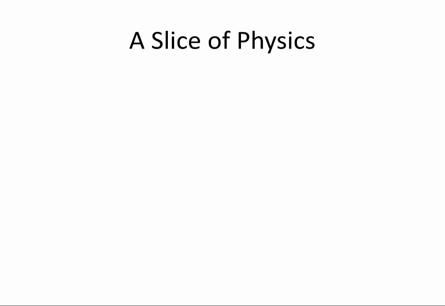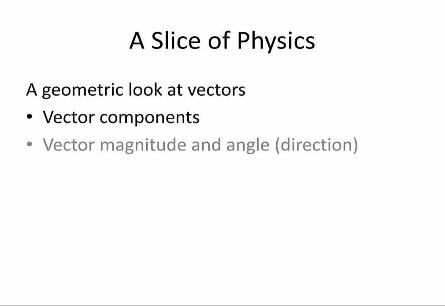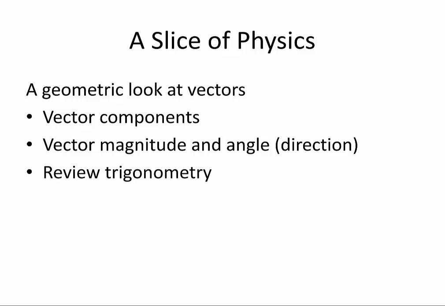Hello and welcome back. In this slice of physics, we're going to look at vectors in a different way. We're going to take a geometric look at vectors. We're going to start with discussing components of vectors along the coordinate axes, and then we will discuss the magnitude of vectors and direction represented by an angle. And in doing these things, we will review our trigonometry, which is a key part of what we will be using as we proceed to work with vectors.